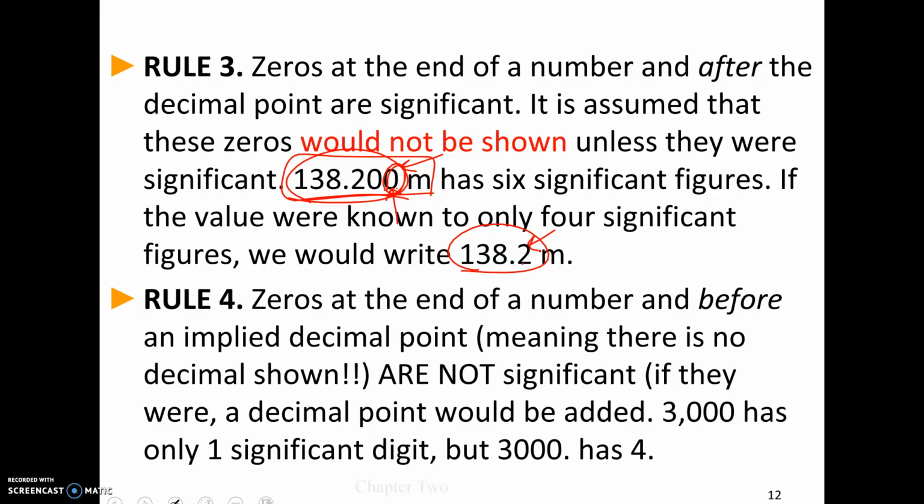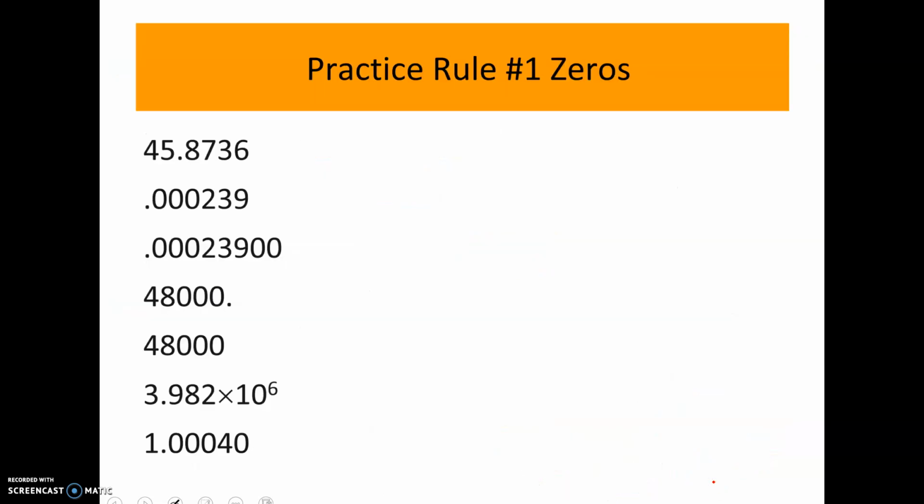And then rule 4, zeros at the end of a number before an implied decimal, meaning if there's no decimal in the number, again, they are not considered significant. So the number 3000 only has 1 significant digit. This is my estimated digit, and these zeros are placeholders. If I was going to turn this number into scientific notation, it would be 3 times 10 to the third. But if I add a decimal point, now it would be 3.000 times 10 to the third. Notice the difference. One has more significant digits than the other. One, I used a much better measuring tool than the other.